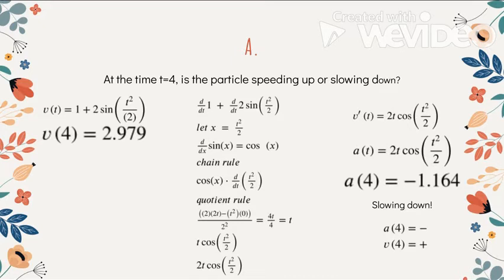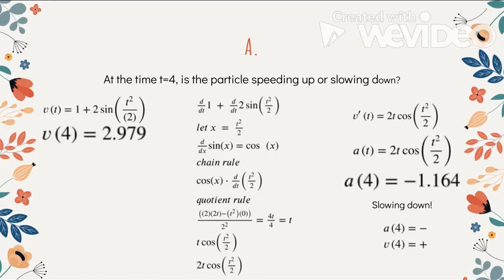The first thing we're going to do is look at the given equation, v of t equals 1 plus 2 sine of t squared over 2, and plug in 4 for t. So 1 plus 2 sine of 4 squared over 2 gives you the velocity of the particle at time t equals 4, and that's 2.979.